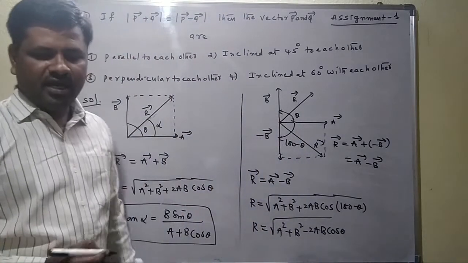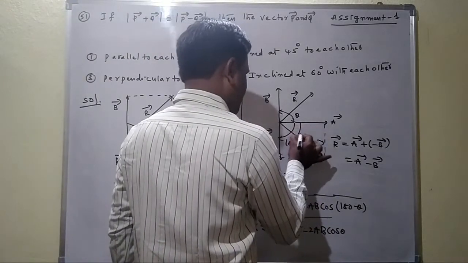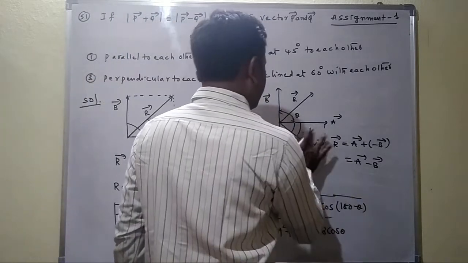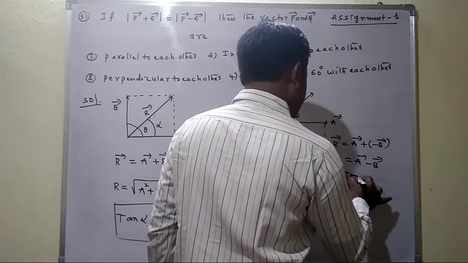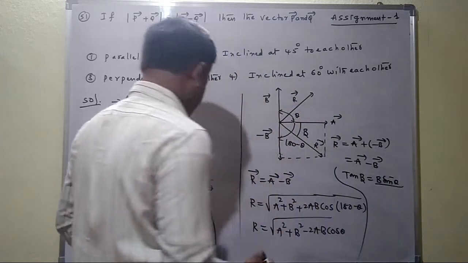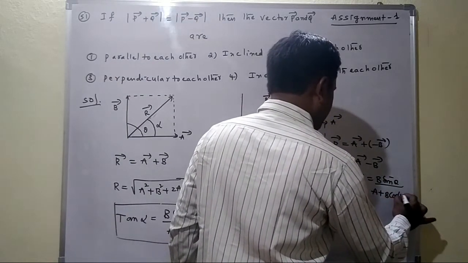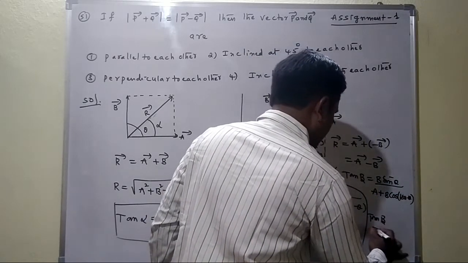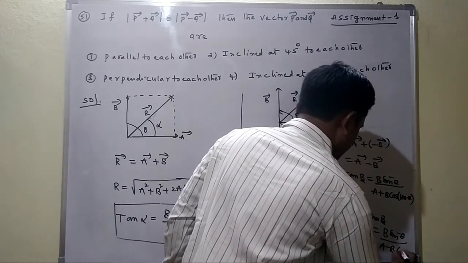Similarly, how to find the direction also. Here suppose it makes an angle, which I consider as alpha dash with A bar. Now tan alpha dash, or suppose we consider beta for easy understanding. So tan beta can be written as B sin theta by A plus B cos, but the angle is 180 minus theta. So what we are getting, tan beta is equal to B sin theta by A minus B cos theta.